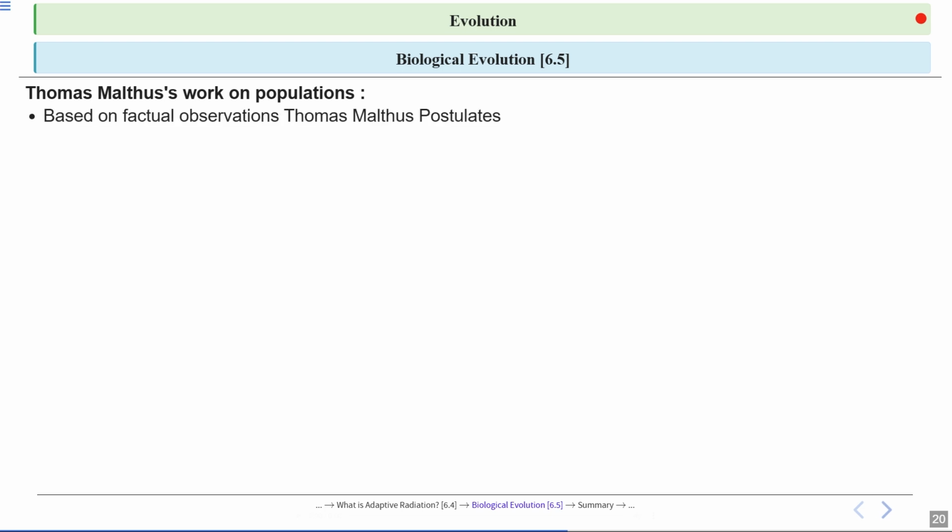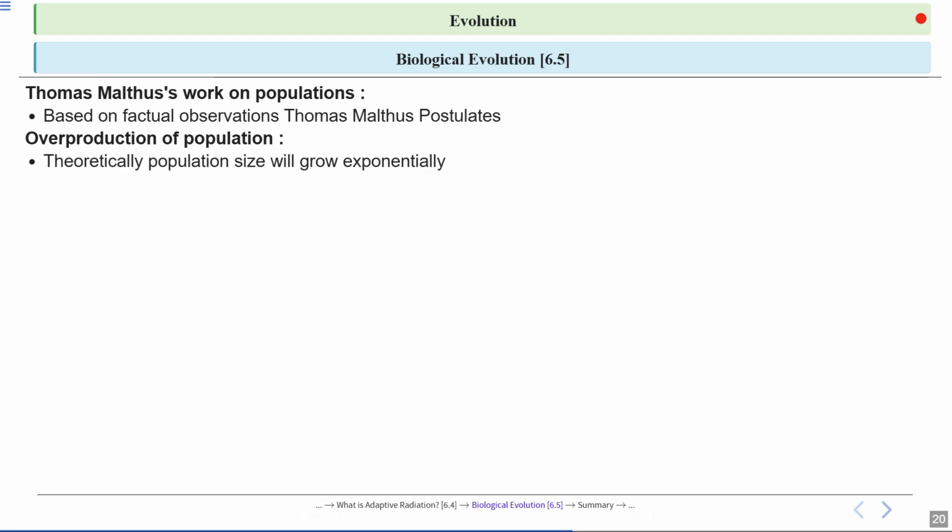So based on factual observation, Thomas Malthus postulated that there is overproduction of the population. It means the population size will grow exponentially. So there will be overproduction, an exponential increase in the population. But the resources are always limited.